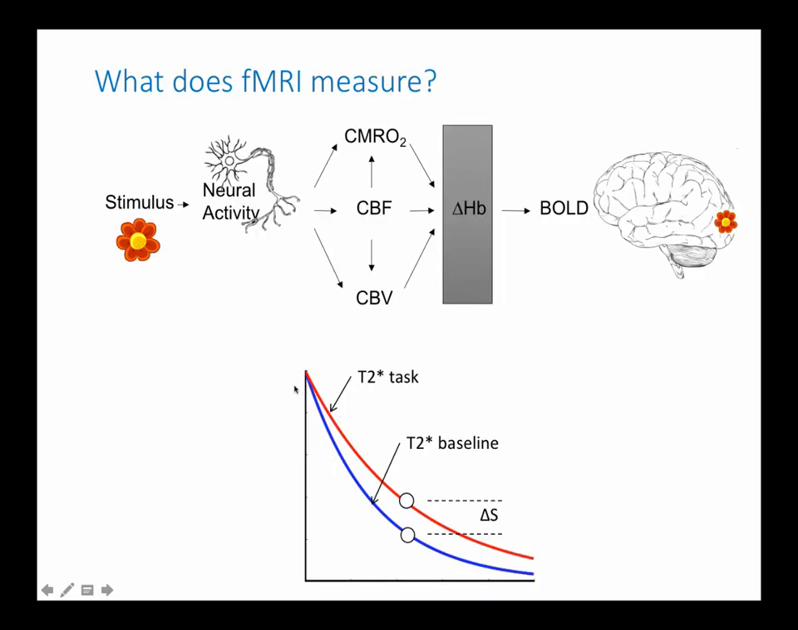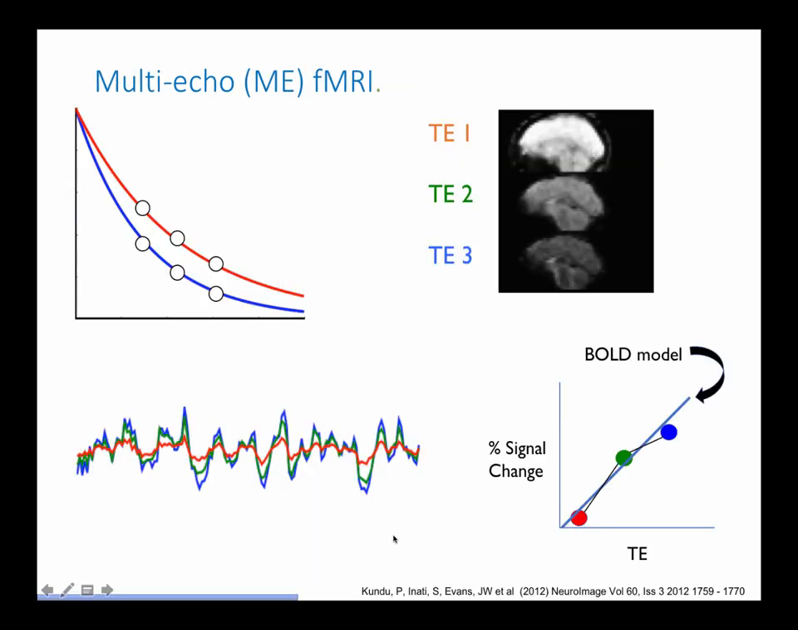If you remember, BOLD is the difference in signal between oxygenated and deoxygenated blood. With single echo data, you're getting that measurement at a single time point. But with improvements in hardware and software, mostly acceleration, you can now get images at more than one time point and still have a reasonable TR. So if you sample your signal decay at multiple time points, you can then measure the scaling of the signal at every time point.